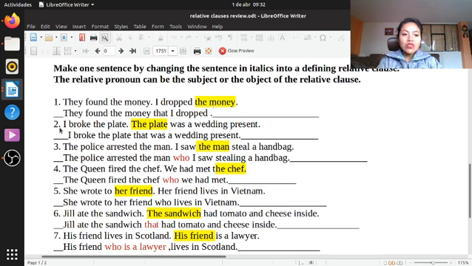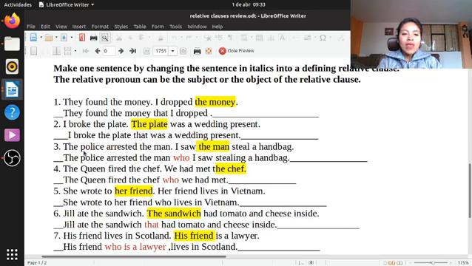Okay. Number 2. I broke the plate. The plate was a wedding present. What do we have in common in these both ideas? Excellent. We have the plate, right? Okay. How's going to be the sentence? Of course, plate is an object. We are going to use that, right? The sentence is going to be, I broke the plate that was a wedding present, right? We don't have to use the plate again because we have the relative pronoun, okay?